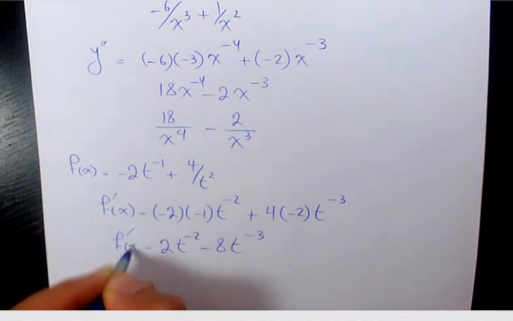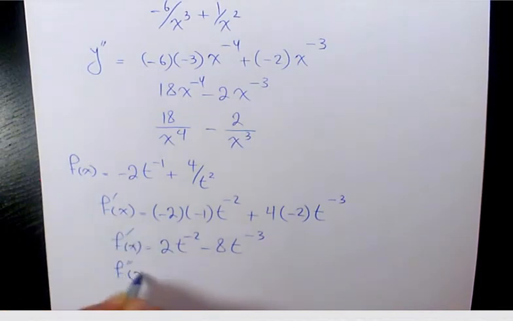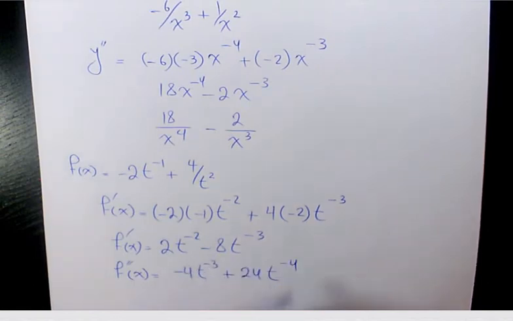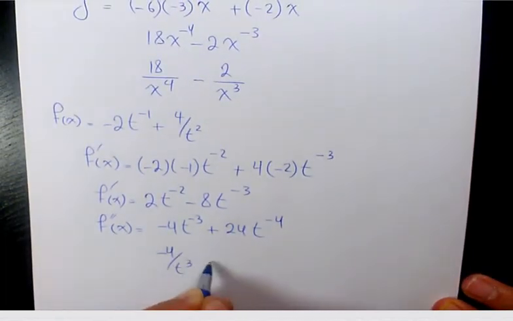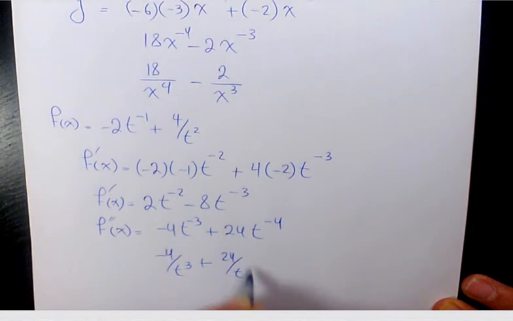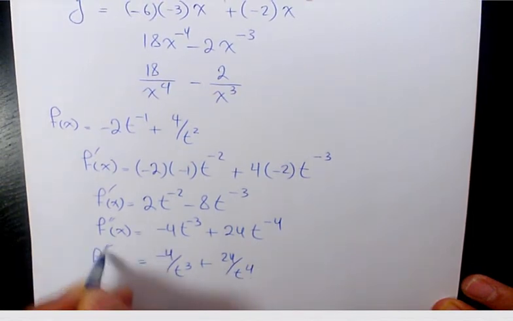That's it. F double prime will be negative 4 times t to the power of negative 3 plus 24 times t to the power of negative 4. That will be negative 4 over t cubed plus 24 over t to the power of 4. That's the F double prime.